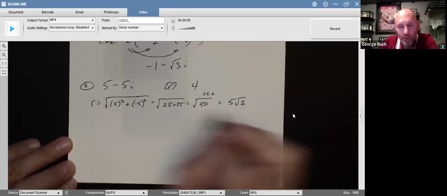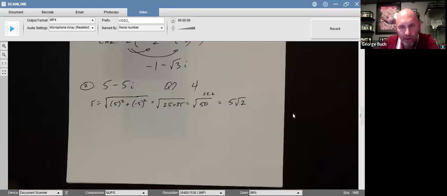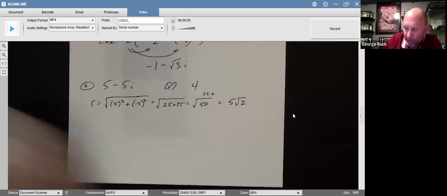And you should be able to do that. You're going to need to simplify your answers completely. Also, when we get to our multiplication and division, you're going to want your theta to be between 0 and 2 pi. We'll deal with that when we get there. But you should be able to simplify a radical into 5 root 2. Simplify your answers. Now we need our theta.